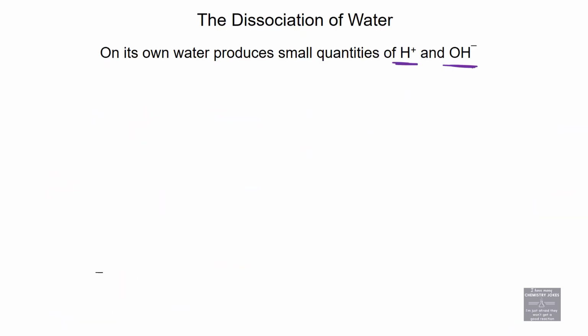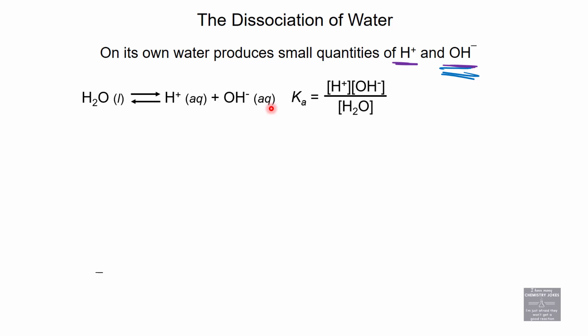Well, on its own, water produces small quantities of hydroxide in solution. So water produces some hydroxide, some H+, but it's neutral in general. Water dissociates a little bit on its own to produce a little bit of H+, a little bit of OH-. Okay. Where am I going with this? If I write the K expression for this equation, that would be H+ times OH- divided by H2O.